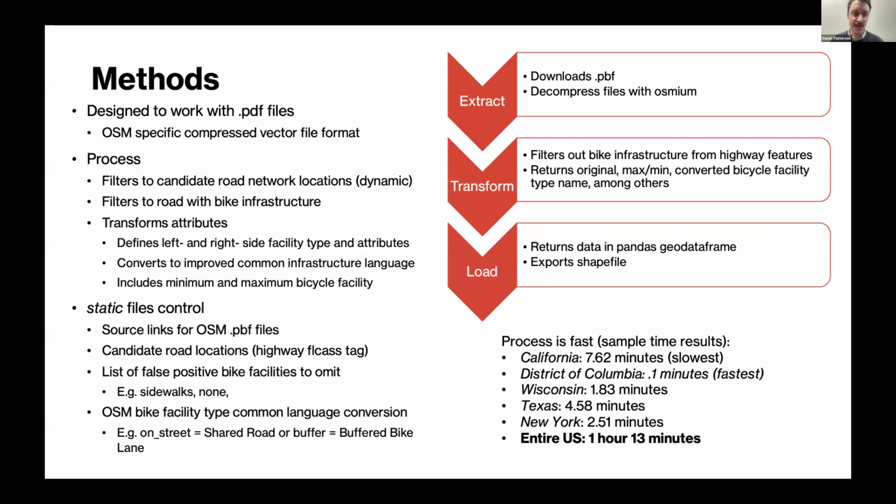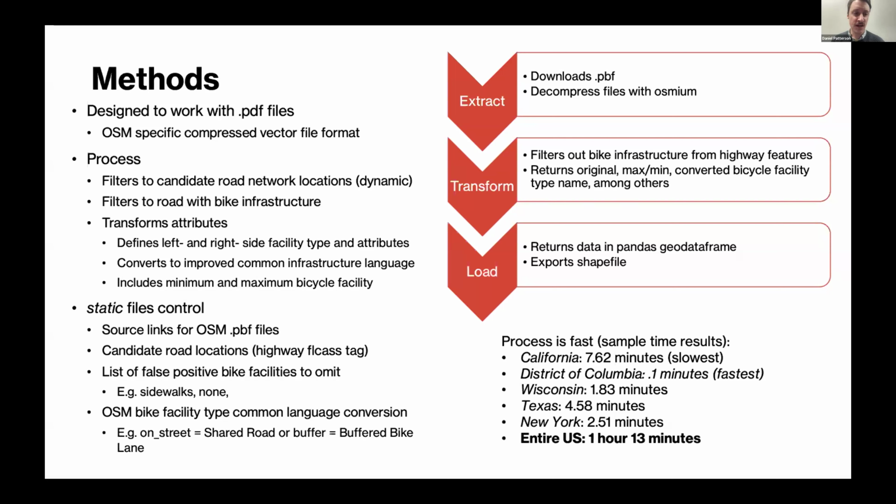The way that this is kept dynamic is through static files that are baked within the library itself. So that's going to be the source of the PBF files. That's just a simple HTTPS string that you can point to different locations. You can get the latest through GeoFabric, for example, or some other local source, whichever you want, really. There's a candidate roads file, based on the highway F class tag, so you can filter out track roads or steps, these kinds of things that you won't want to keep. And then false positives, things where there's a bike lane, but it's tagged as a sidewalk or do not ride here or something along those lines.